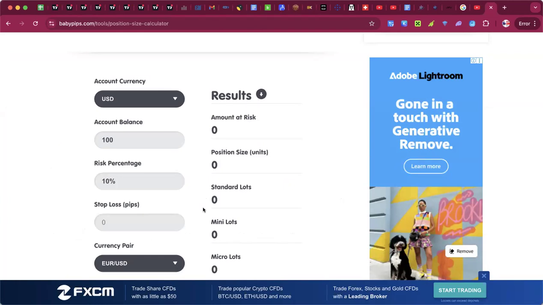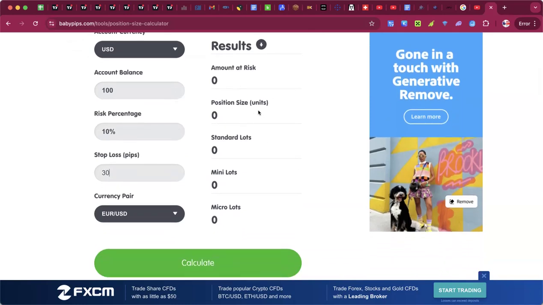So now you have to ascertain, what's the average stop loss? Any trade that has more than this stop loss, I'm not going to take it, because that means you are exposing yourself to too much risk. So now you say, okay, it's 30 pips. Once you say 30 pips, you want to know which lot size you will use to enter the market. So that's when you say calculate.